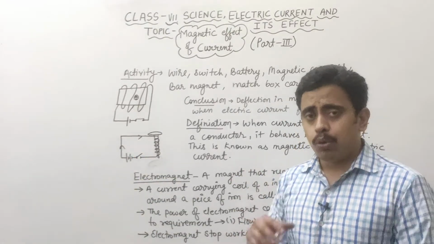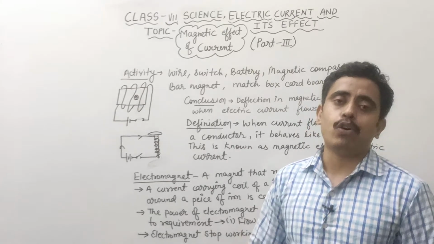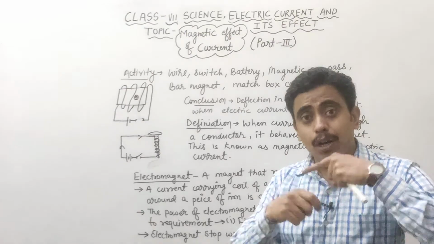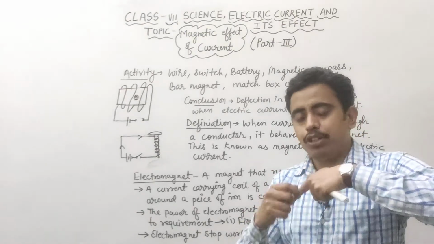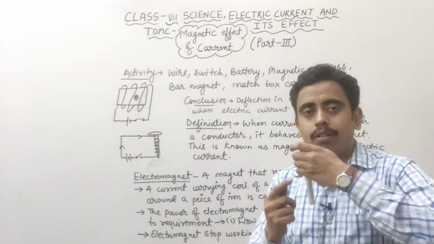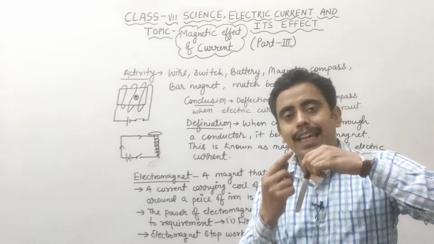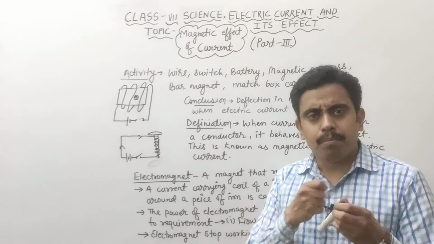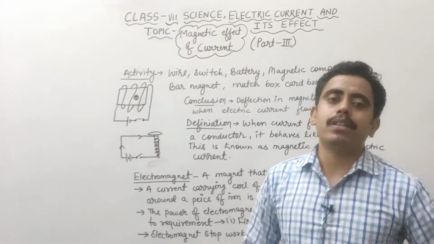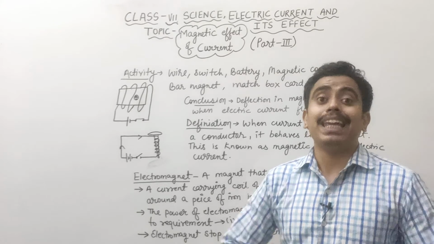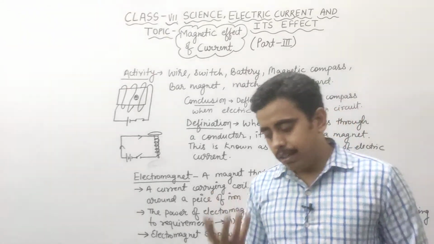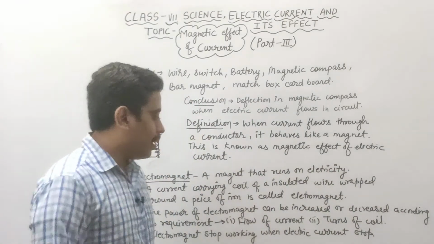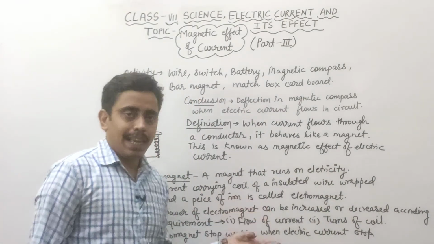One more way to increase or decrease the power of an electromagnet is the number of turns. Turns means the number of times you have wrapped the wire around the iron nail. If you increase the number of turns, the power of the electromagnet increases. And if the number of turns in the coil is less, the power of the electromagnet is less.